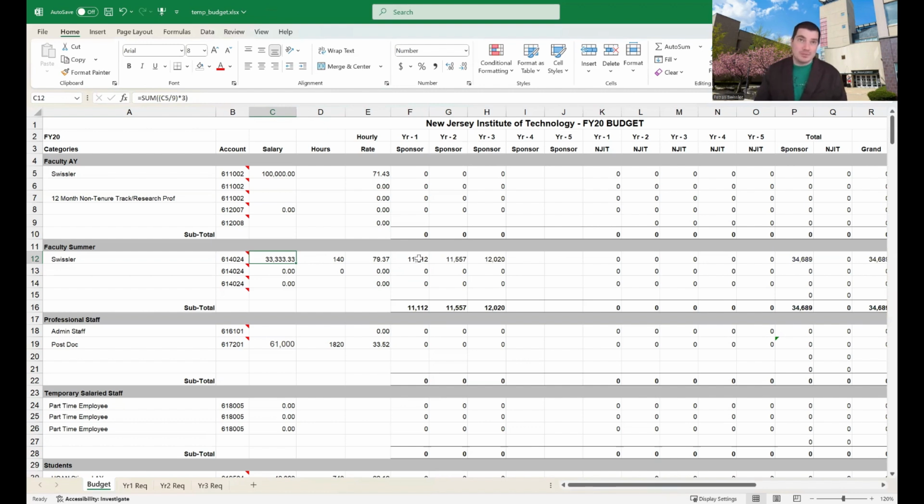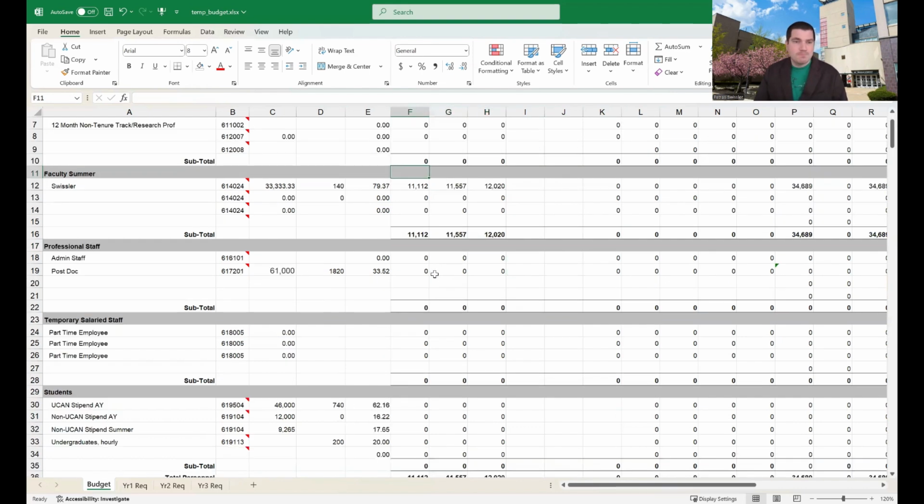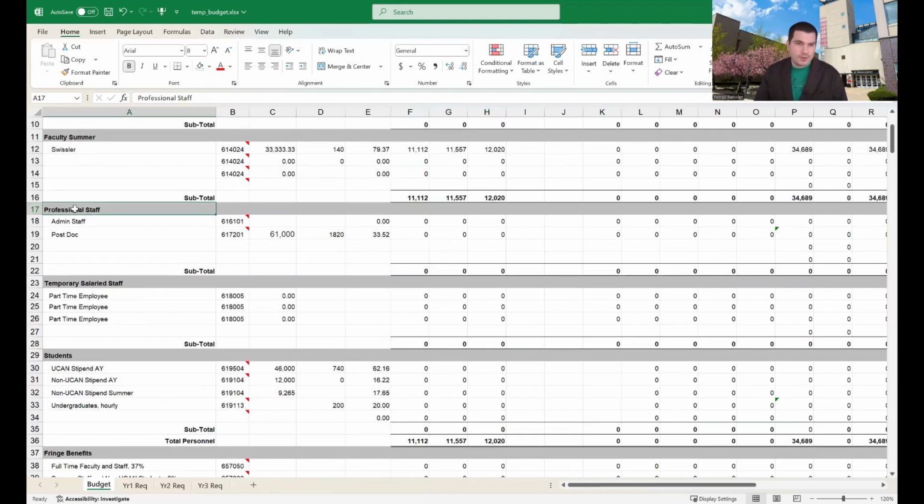NSF will only pay up to 2 months of summer salary. But in this case, I'm saying that 1 month of summer salary is what I'm requesting here. By the way, this worksheet is specific to NJIT, but every single institution is going to have their own version of this. So then you get to professional staff, administrative staff, postdoc.